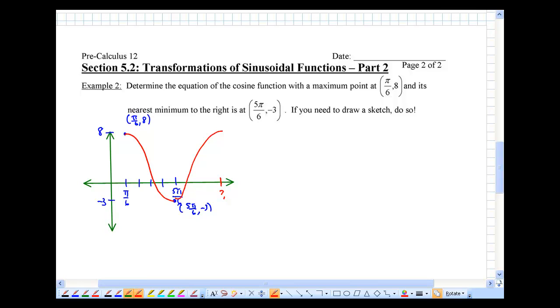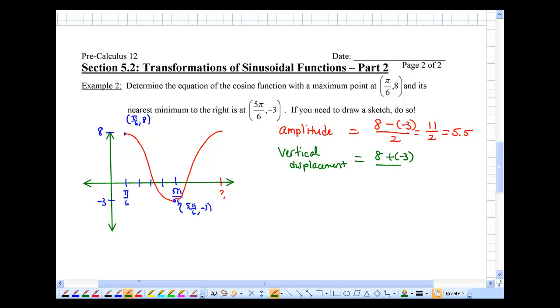Remember how I said the vertical displacement and amplitude are the easiest to find? Yeah, so let's do that. The amplitude, if you have the max and the min, it's easy. So take the max value, which is 8. Subtract from that the min value, -3. Divide this by 2. That's 11 over 2, or 5.5. Vertical displacement, very similar. But knowing the max and min values, you could do this. Max plus min. Divide that by 2. How about 2.5?